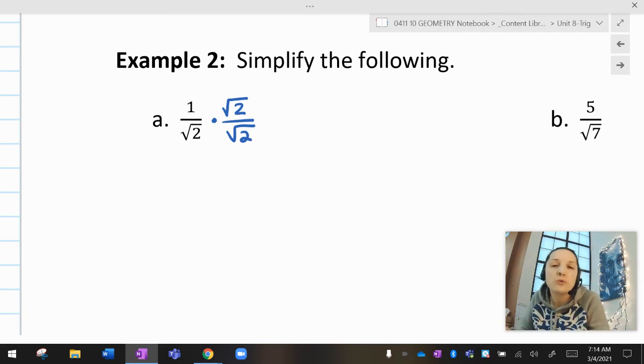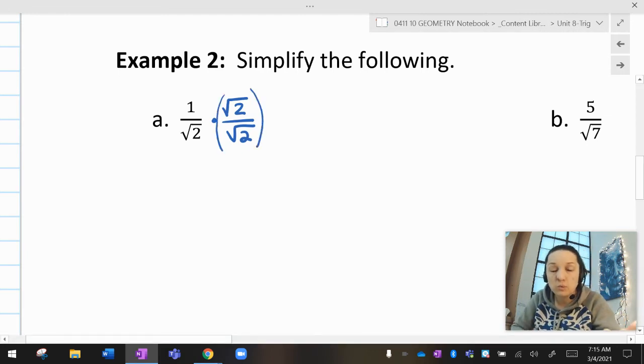But I can't just multiply the bottom by root 2. I have to multiply the top also. And remember I said when we try to rationalize a denominator, what we're really doing is multiplying by 1? I am multiplying by 1. Root 2 over itself is 1. So I'm not changing the value of the fraction. I'm just changing the look of the fraction. Much like in middle school, if you had something like 4/8, you change it to a half. Still the same number, it just looks a little bit better.